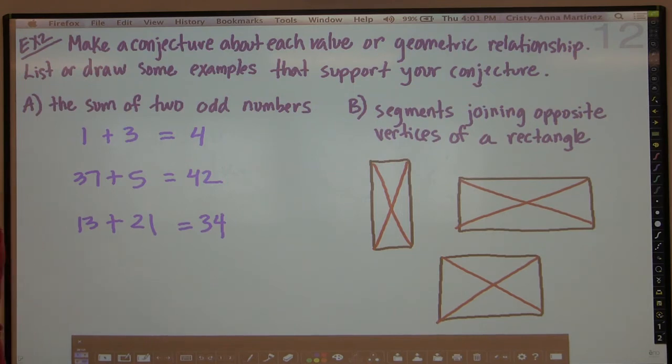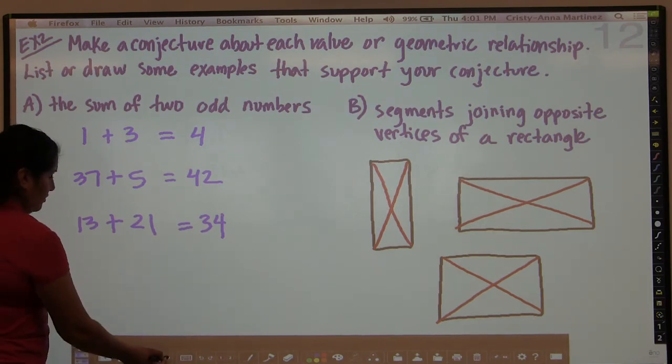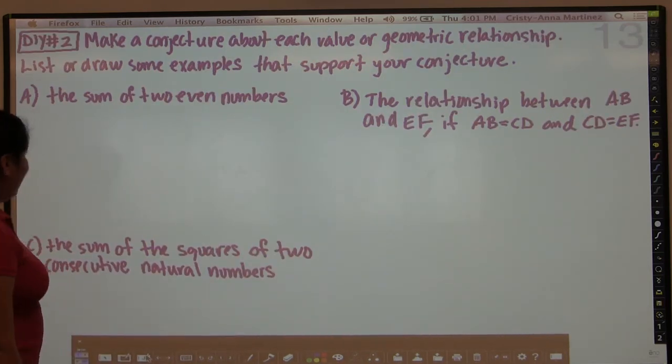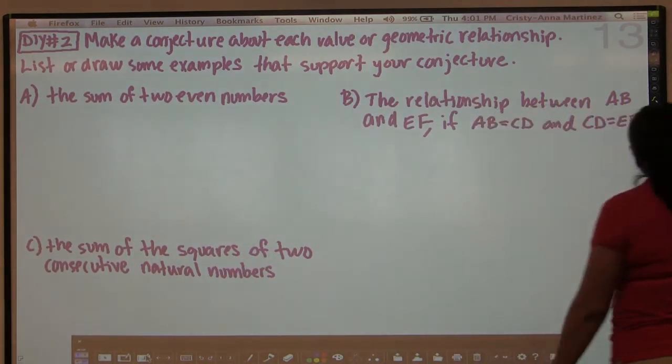So that would be my conjecture and my drawings that are supporting my conjecture. So that's example 2. And now you can try your hand at these 3 examples. And then we will move on.